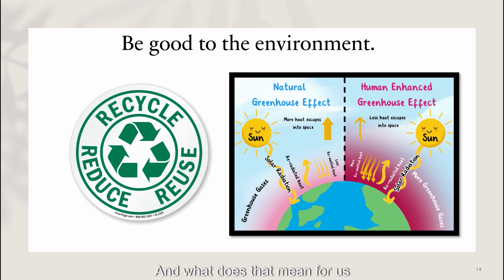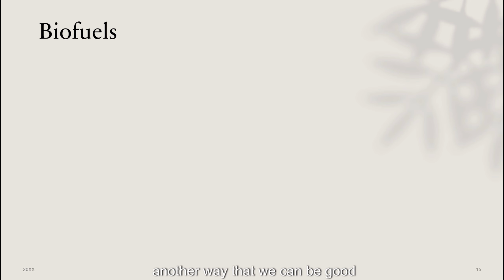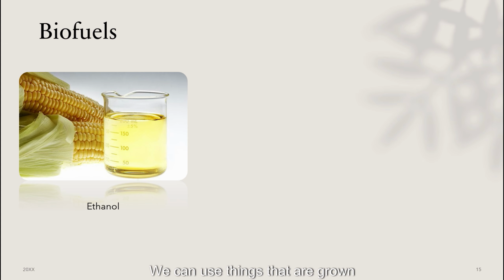And what does that mean for us? Well, we start to generate a higher surface temperature, which starts to affect all kinds of things, not only life, but so forth. Now, another way that we can be good to the environment outside of using methane is we can use biofuels. We can use things that are grown organically or through the earth.